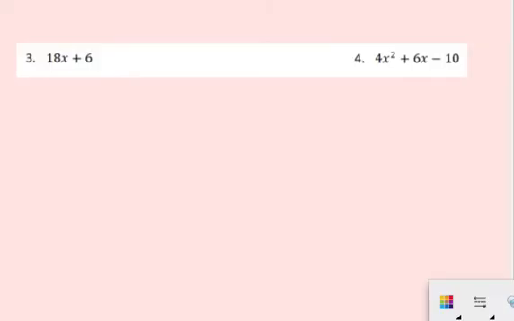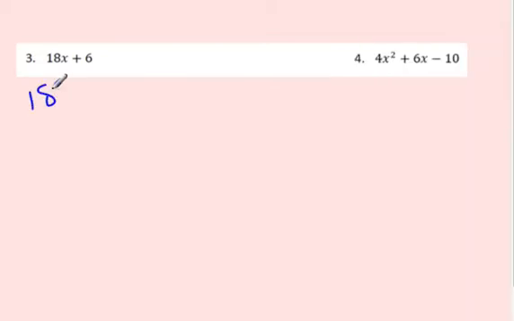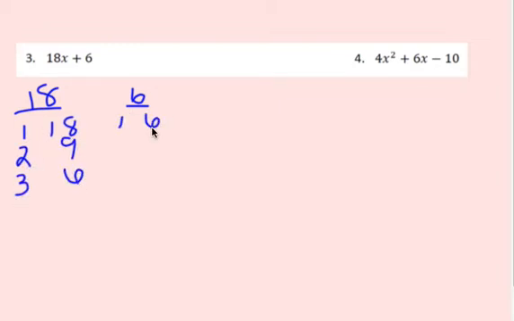Let's take a look at number 3. So I want to figure out what divides 18 and 6. So for 18, I have 1 and 18, 2 and 9, 3 and 6. For 6, I have 1 and 6 and 2 and 3. Remember, you're trying to find the largest number that they both divide by, and that's going to be 6. So the largest number I'm going to take out is 6.